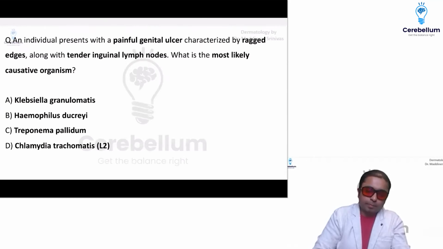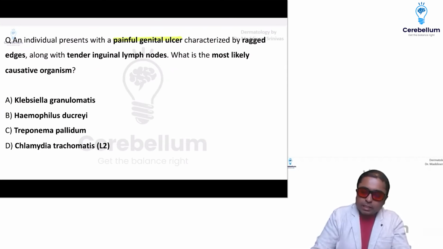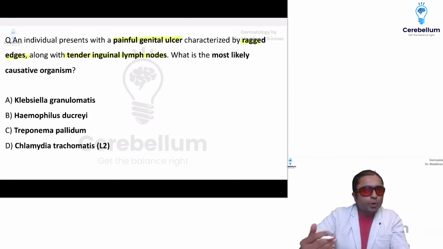All right, chalo. An individual is presenting with painful genital ulcer. Again, a question related to STD. It is a very important chapter in dermatology. You can see this is the third question from the STD topic, sexually transmitted disorders. Painful genital ulcer, ragged edges, and tender inguinal lymphadenopathy. What is the most likely causative organism? This question, I think, is repeated so many times. Very, very important question. And first, you need to know what is the diagnosis.